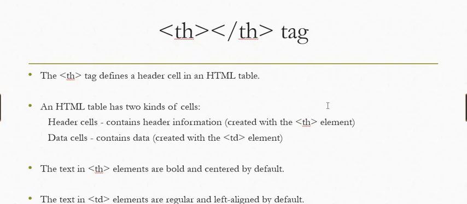Next and last, we have the table header tag. It defines a header cell in an HTML table. Again, you can have header cells that contain header information and data cells which can contain data. Again, the text in the table header tag is bold and centered by default, and the text in the table column elements is regular and left aligned by default.